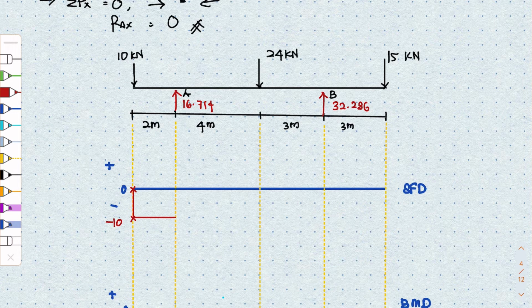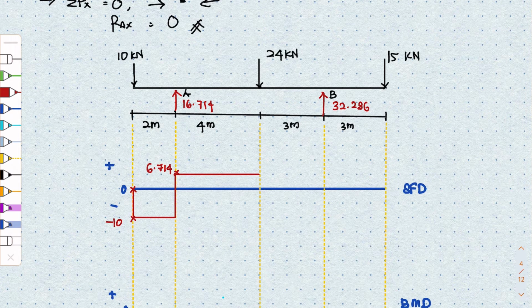Next, you will see there is 16.714. The force is going up. Jadi, negative 10 campur 16.714 will be equal to 6.714 at this point. Next, there is no force. So, kita akan go straight.